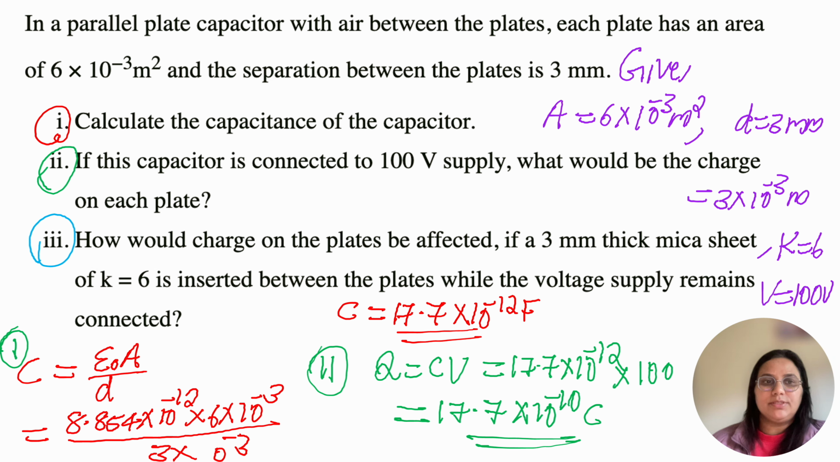For the third question, how would the charge on the plate be affected if a 3 millimeter thick mica sheet of K is equal to 6 is inserted between the plates while the voltage supply remains connected?